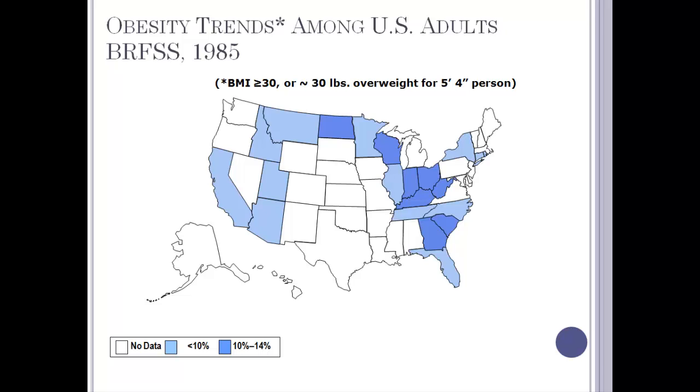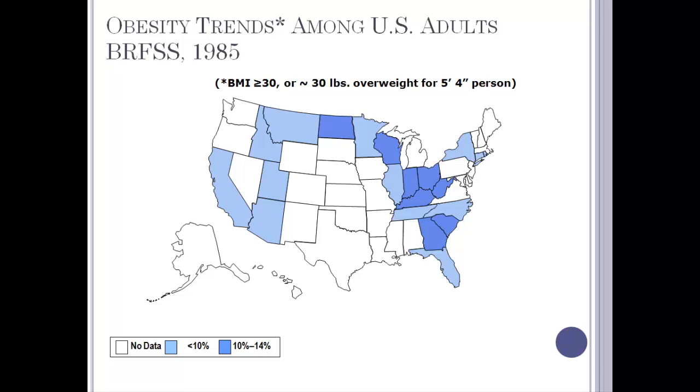You're looking at a map right now from the CDC from 1985. This is from the Behavioral Risk Factor Surveillance Survey, and this is one of the nutrition monitoring surveys that we do across the U.S. that helps us to get an idea of people's health behaviors and what their weight is. This map represents the data of folks that have a BMI of approximately 30 pounds overweight for a 5'4" person, or a BMI equal to or greater than 30. So this represents our obesity trends in 1985.